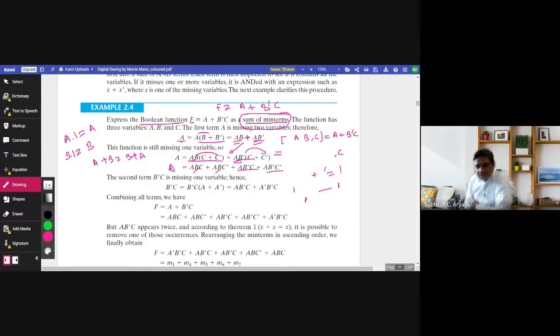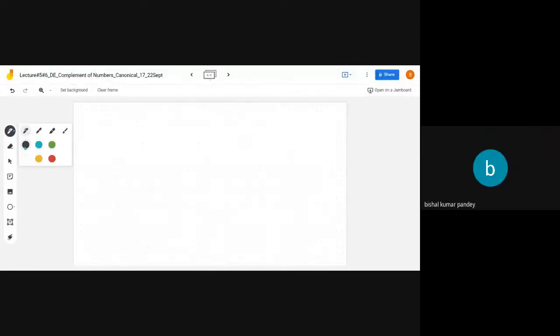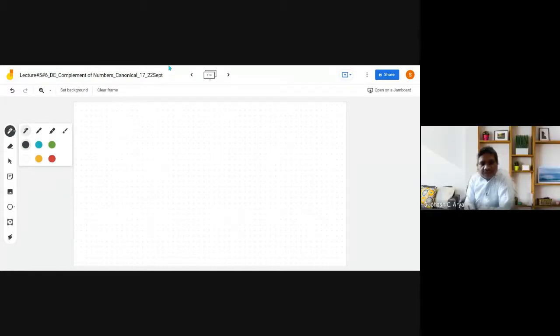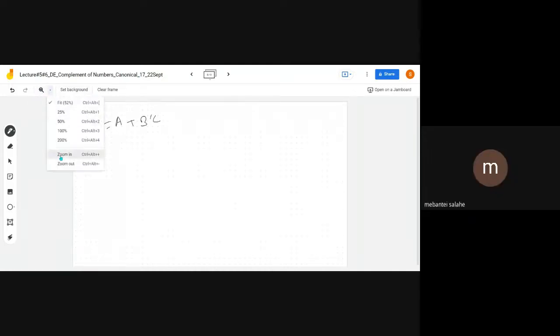Let us do here. A, you want to multiply by C plus C bar. Okay. Should I use this Jamboard? Share this tab instead. Sir, I think we will get the same result. Yeah, but he has curiosity, or he wants to know. So let me write A plus B bar C. This is a function. Can you see this? Yes, sir. Okay, thank you.